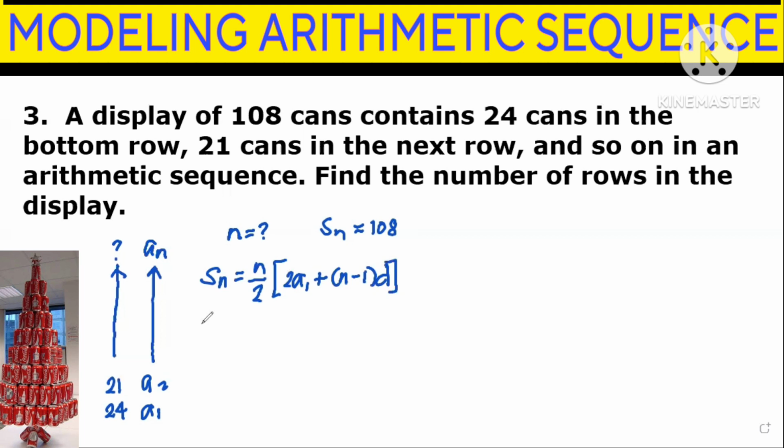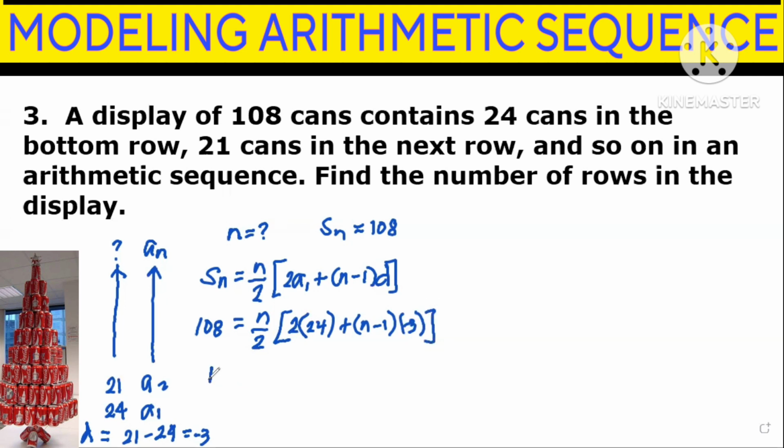Substituting the given values, we have 108 is equal to n over 2, 2 times the first term, which is 24, plus n minus 1, times d. So what is our d? d is equal to 21 minus 24, or negative 3. So we have negative 3.